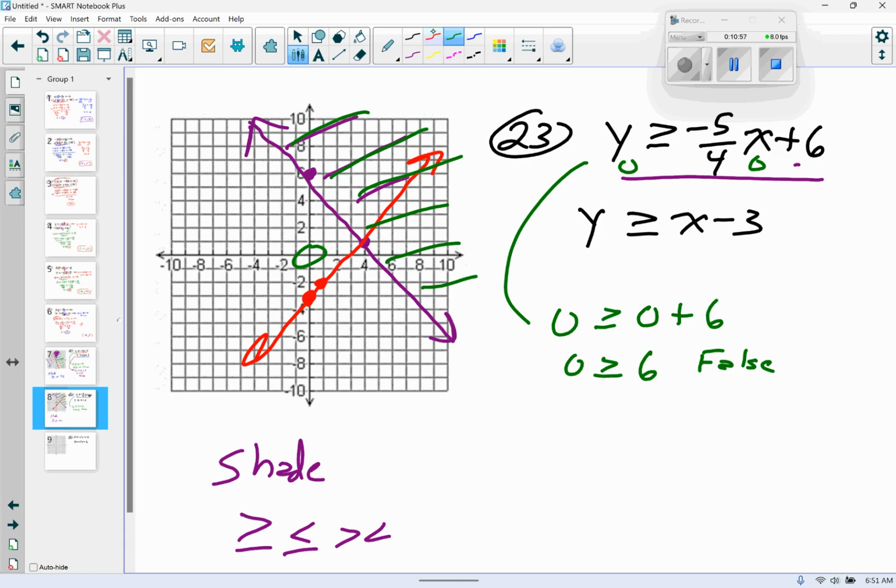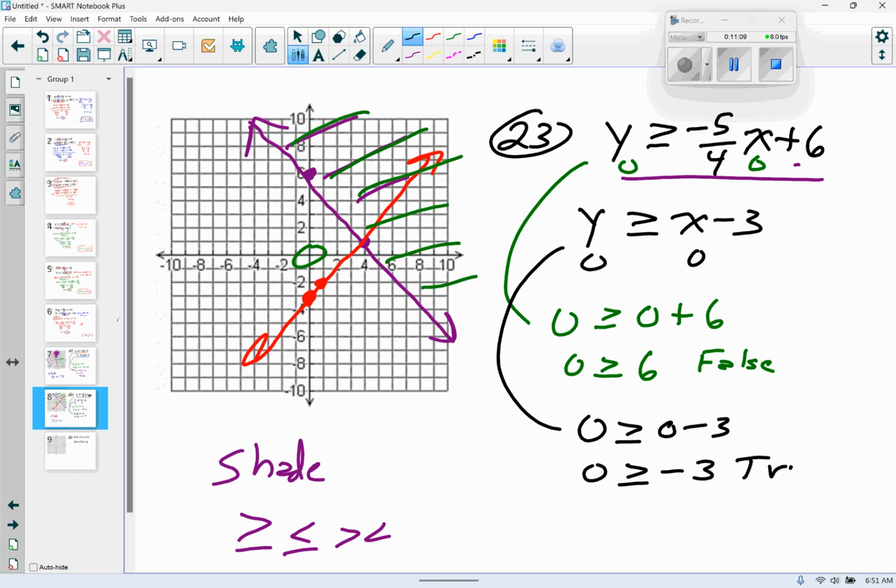Okay, then I'm going to plug 0, 0 in here. So I get 0 is greater than negative 0 minus 3. So 0 is greater than negative 3. This is true. So for the red, I'm going to shade the same side. So you see the crisscross? This crisscross, this is our shaded region up here.